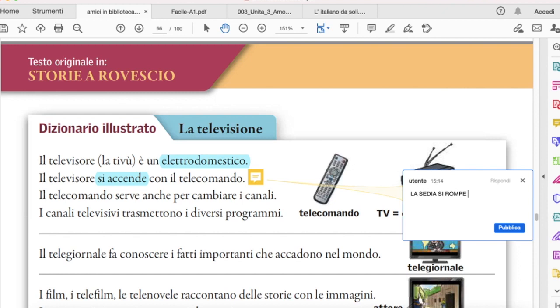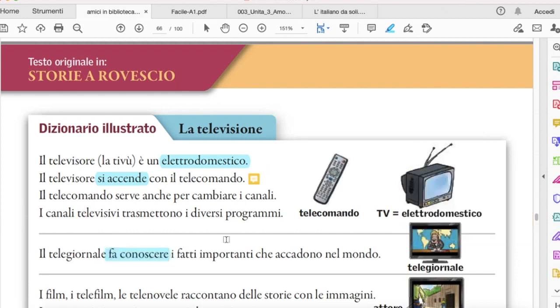I canali televisivi trasmettono, here in this sentence, broadcast, i diversi programmi, TV programs or TV shows. Il telegiornale fa conoscere i fatti importanti che accadono nel mondo. So, il telegiornale fa conoscere, makes known. Here we have this fa plus conoscere, which is another interesting construction in Italian, because I could have a bunch of other different examples.